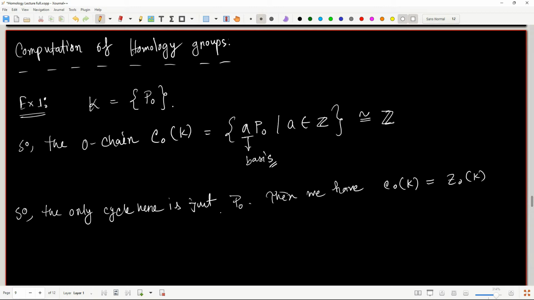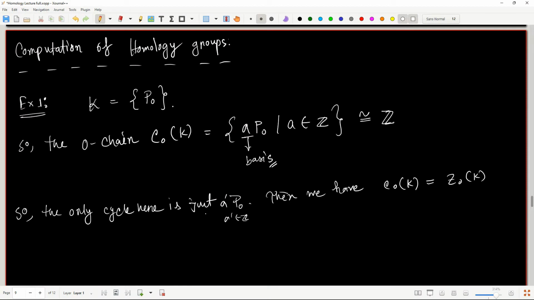Why? Because we just have only one cycle, and we can again use some a prime where a prime belongs to Z to create all the cycles, right? Arbitrary cycles. For different a prime, it will give us different cycles, but the main point is that it has this P0, the zero simplex or the point. So that's why we say that this C0 and Z0 are equal to each other. So we are done finding our C0 and Z0.